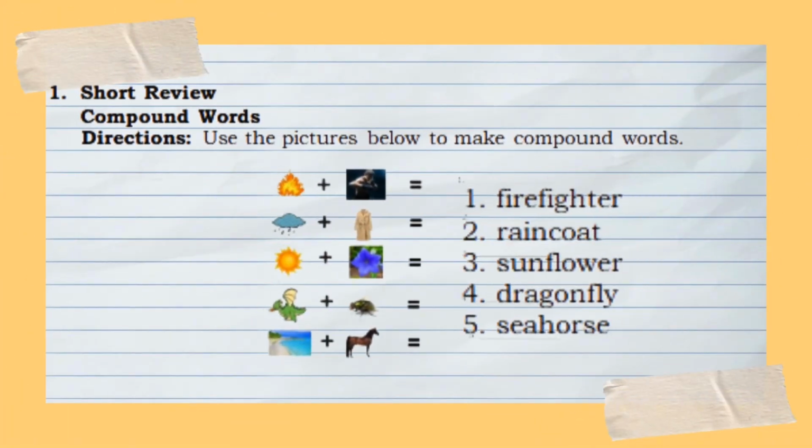So let's try. Okay, for number one, we have fire and a fighter. So that becomes a firefighter. For number two, we have rain and a coat. It's a raincoat. For number three, a picture of a sun and a flower. It is a sunflower. For number four, we have a dragon and a fly. It makes a dragonfly. And for last, number five, we have a picture of a sea and a horse, which becomes seahorse as a compound word.